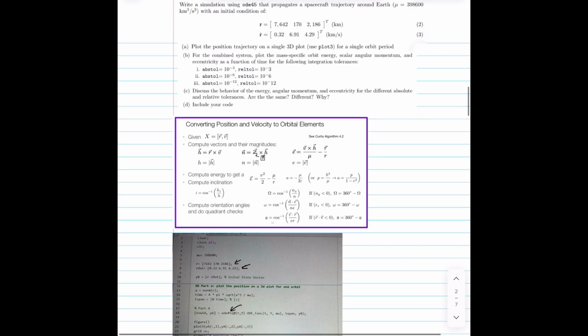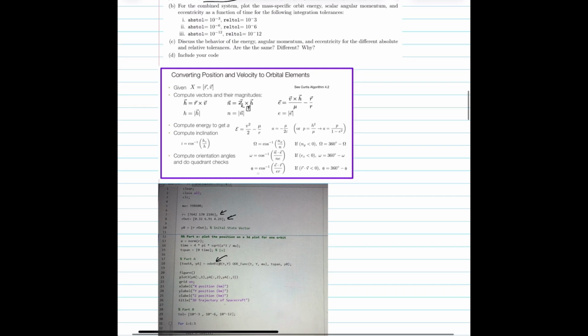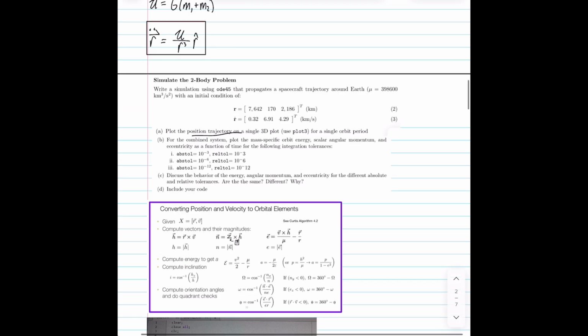And this is the MATLAB code that uses those equations. So as you can see, that's the position vector and that's the velocity vector. Then we have an initial state, which is y naught. And then we plug that into ODE45 right there. That gives us the trajectory, and we plot it right there using plot3 like they asked us.